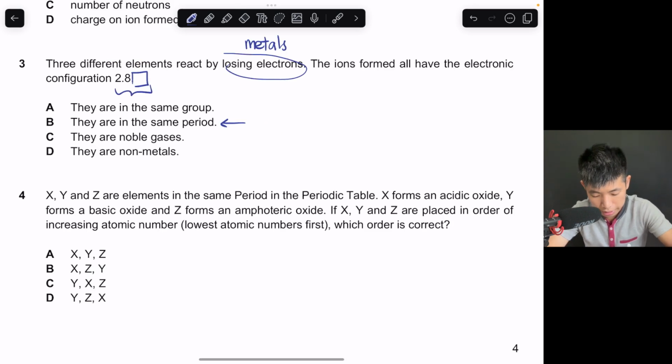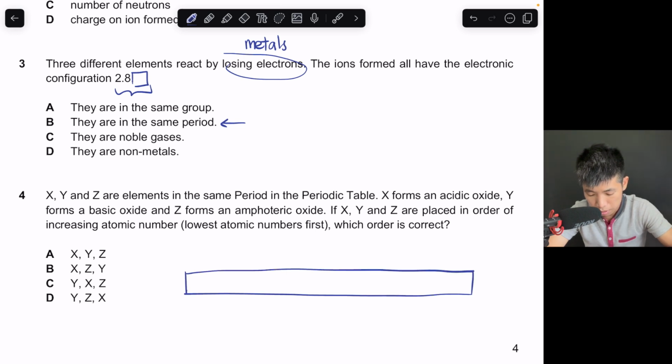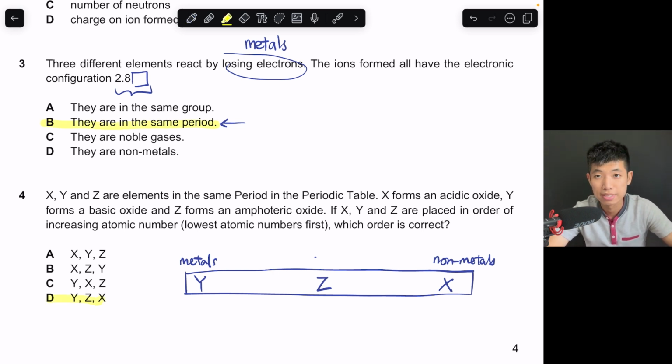Question 4, they are in the same period of the periodic table. So X forms an acidic oxide and non-metals form acidic oxides, so it should be somewhere on the right. Y forms a basic oxide, so metals form basic oxides, and then Z forms an amphoteric oxide, so it should be somewhere in between. So the order of it should be Y, Z, then X.